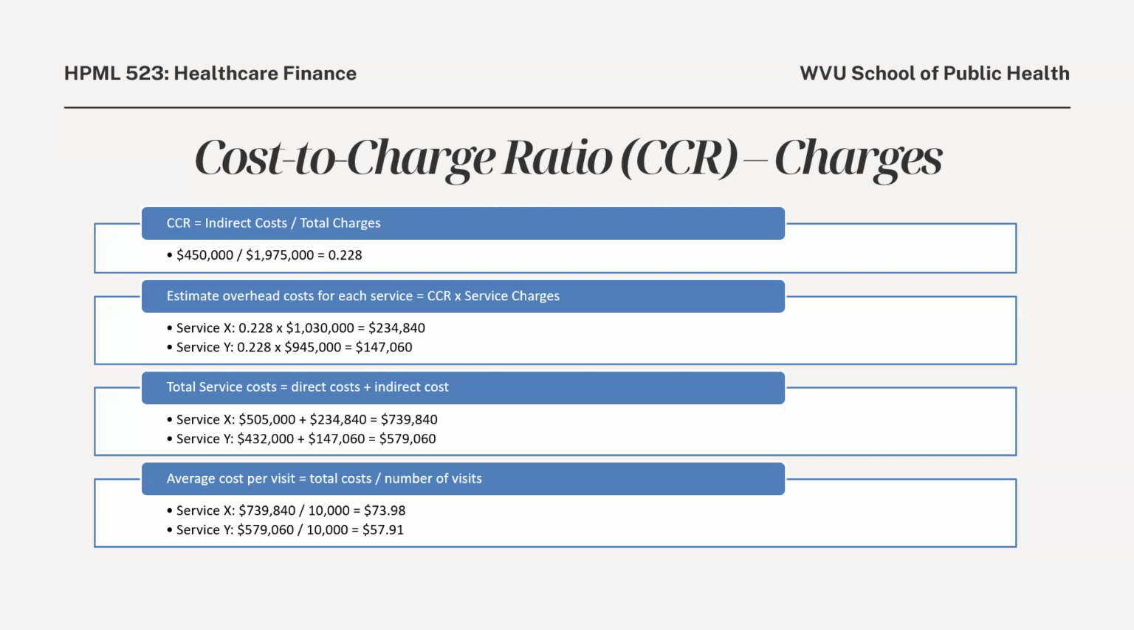For getting your average cost per visit, you will just take those total costs that you just found above and divide them by the number of visits. On the previous slide, you will remember that we had 10,000 visits per service. So for service X, your average cost per visit is $73.98. In service Y, it is $57.91.